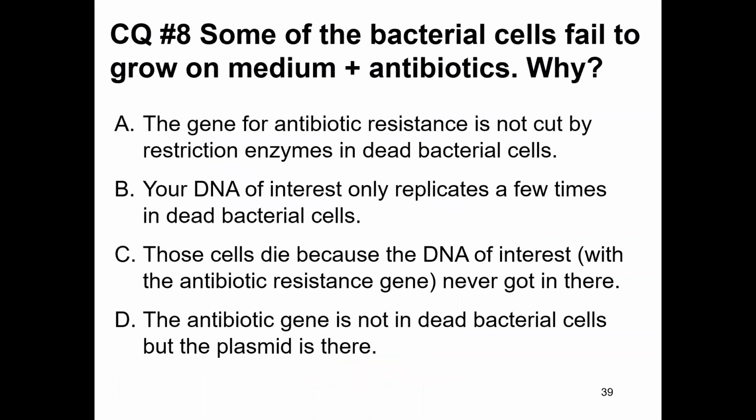So some of the bacterial cells fail to grow on the medium with antibiotics. Why is it? Is it that the gene for antibiotic resistance is not cut by restriction enzymes in dead bacterial cells? Your DNA of interest only replicates a few times in dead bacterial cells? Those cells die because the DNA of interest with the antibiotic resistant gene never got in there? Or the antibiotic gene is not in the dead bacterial cells, but the plasmid is in there?